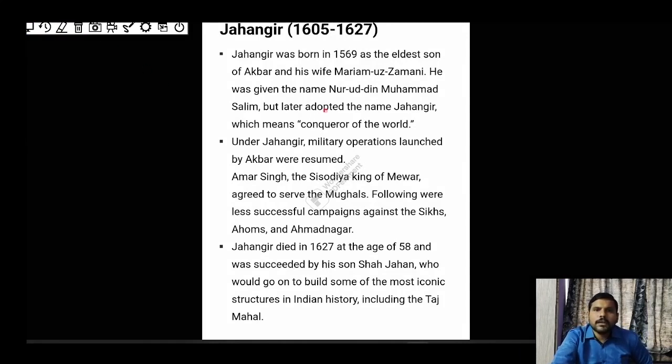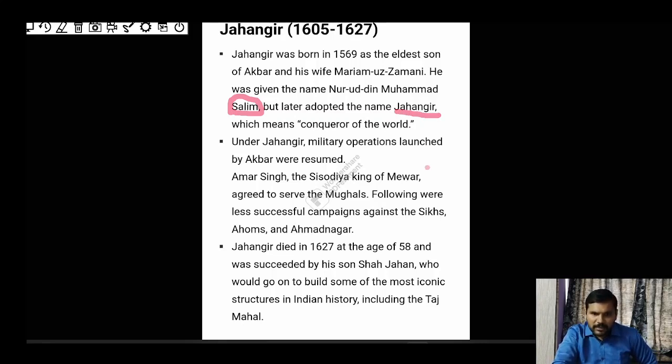So Jahangir, his original name is Salim. You all would have heard about the Salim Anarkali love story. That is during the Akbar period. His son is Salim. Later on, when he becomes emperor, he takes the name of Jahangir.